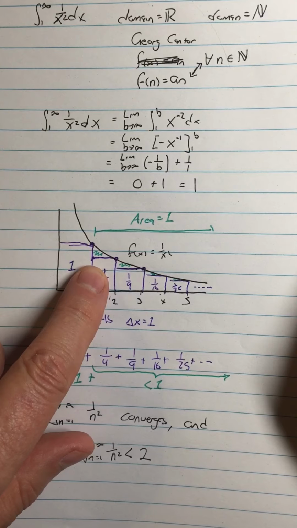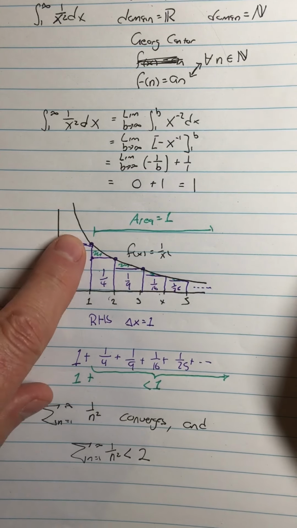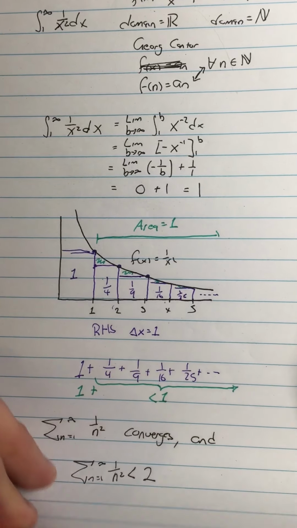The function also has to be positive. The function has to be positive, decreasing, and continuous. So it's a lot of conditions on this one. So hopefully we'll get some other kinds of criteria later.